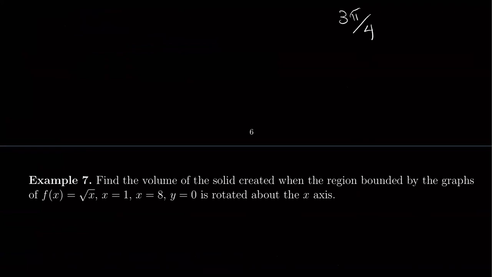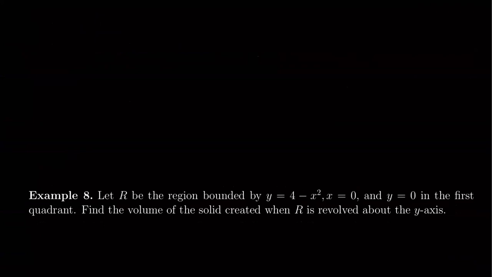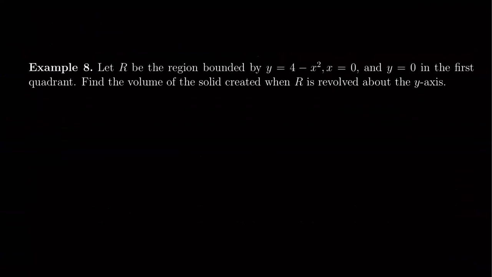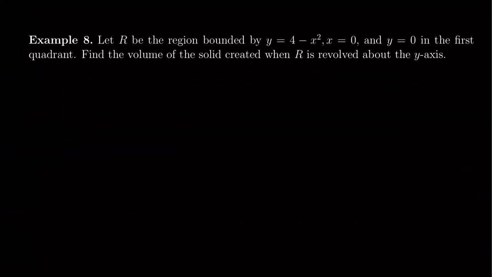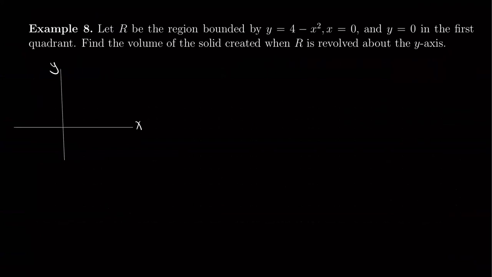But I'm going to skip a couple other ones as well. There's plenty here for you to practice, but I'm going to skip to example 8. This one is going to be a little bit more useful for us. So let's say R is the region bounded by y equals 4 minus x squared, x equals 0, and y equals 0. So the first thing that I do is draw a picture.